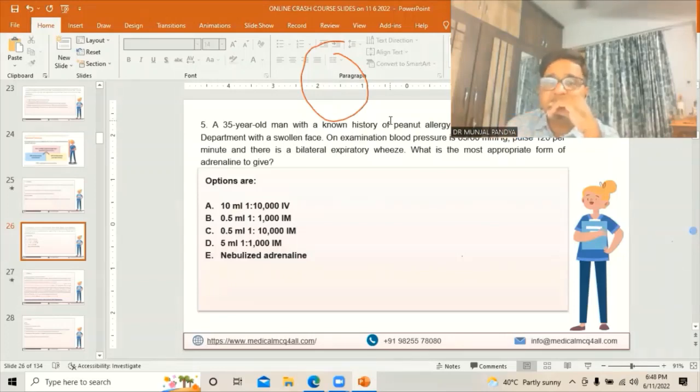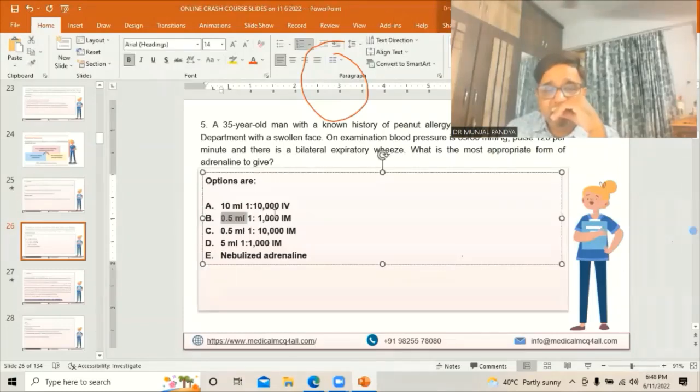So how do you treat? What is the treatment of choice? The options are 1 in 1000 or 1 in 10,000, 0.5, IM. You are confused about this. What to do? Anyone, quickly in 5 seconds, what's the answer? B. Great. So fix it in your head. B. All right, B, 0.5 ml.